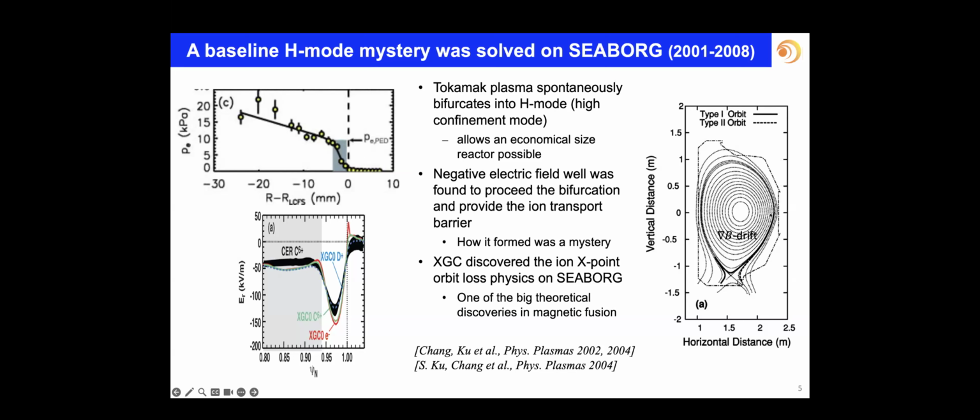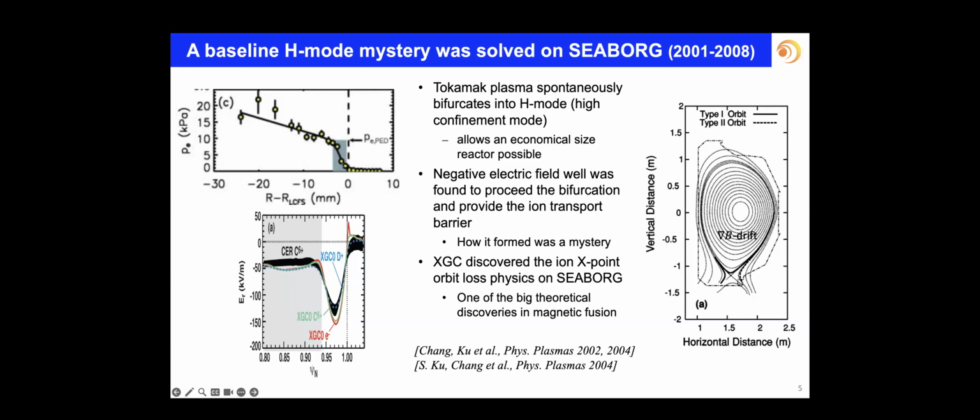Other classes of particles are there. They drift down, down, down, and then because of the X-point, they just get lost from the plasma. What happens is that ions get lost. That means that now the plasma is negatively charged at the edge, which means the electric field is negative. And that field has to confine the ions now. We call it electrostatic confinement.